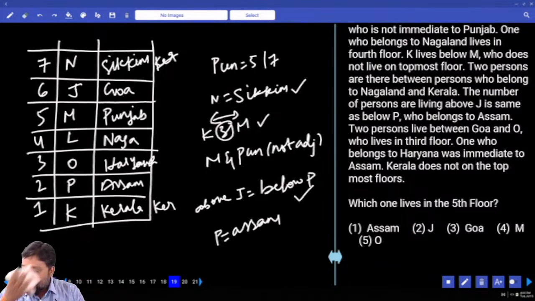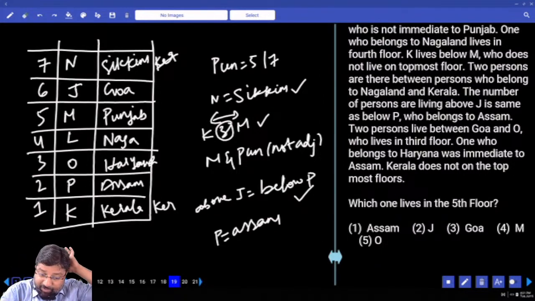Which one lives on the 5th floor? Who is living on the 5th floor? M. They have M in the options. Yes.